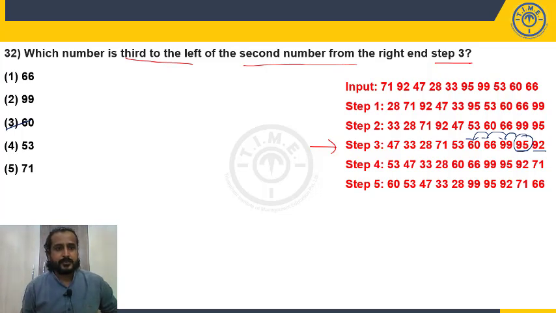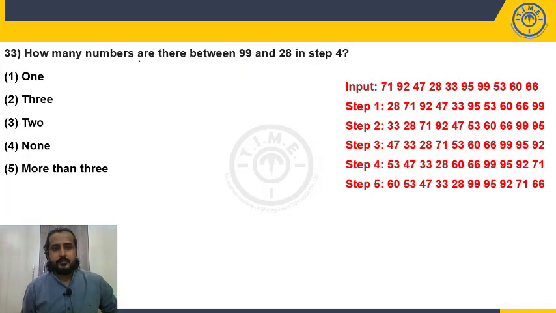The question is third to the left of something. What is that something? Second from the right hand. So second from the right hand and then third left. So choice 3.